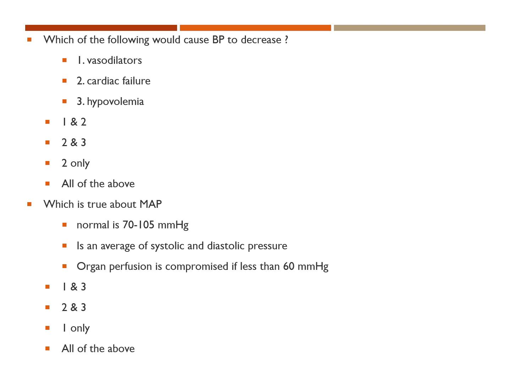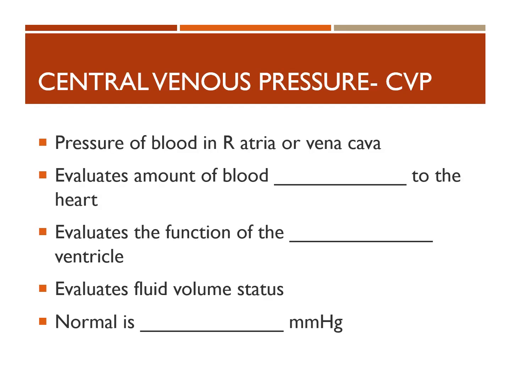Next question, which is true about mean arterial pressure? Normal is 70 to 105 millimeters of mercury. It's the average of systolic and diastolic pressure. Organ perfusion is compromised if less than 60 millimeters of mercury.